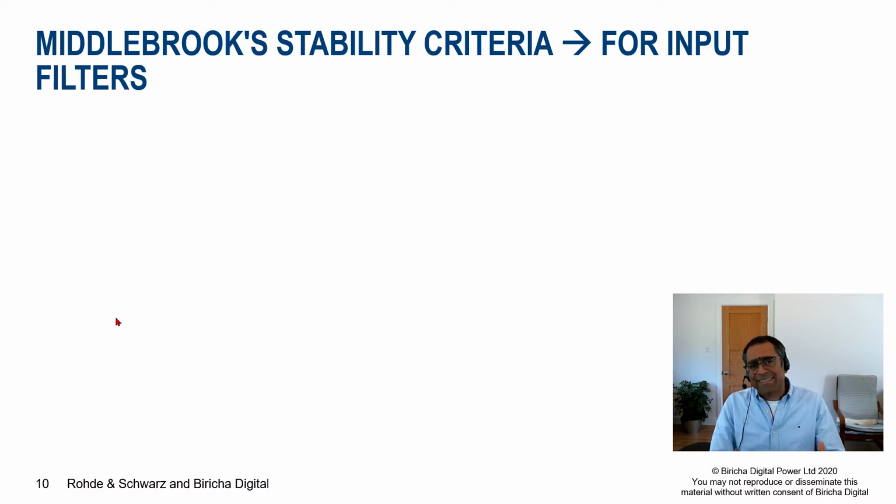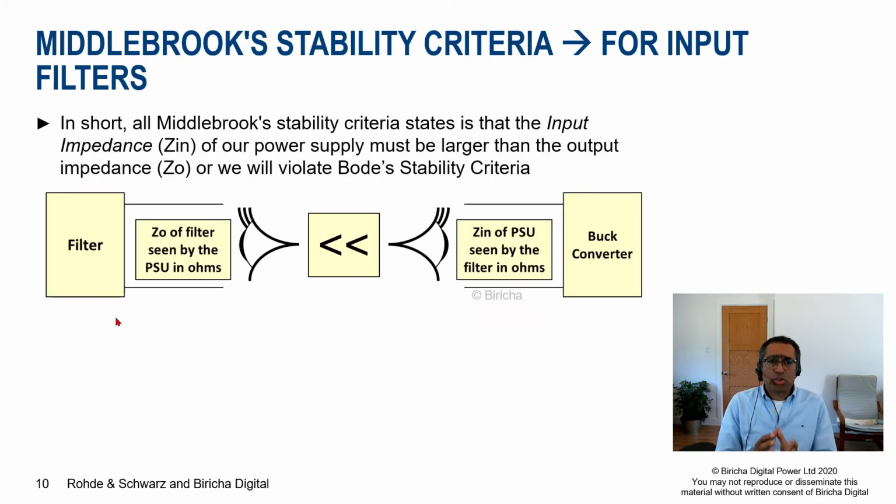The reason we have to damp this peaking is because of Middlebrook's stability criteria. Now, in short, what Middlebrook says is that if you look at the impedance of your filter in this direction, it has to be much smaller than the impedance of the converter if you look at it in this direction. Otherwise, there will be an interaction between the filter and the control loop of the power supply, and you can get instability.